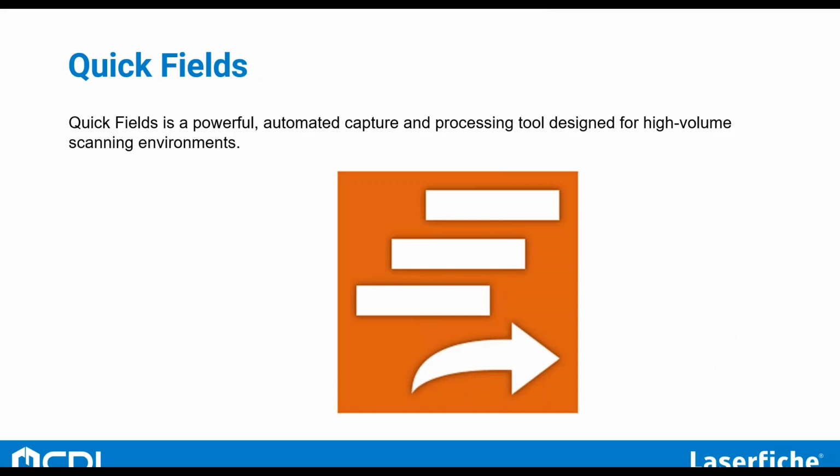And then an additional add-on is Quick Fields. So Quick Fields is a really powerful, robust, automated capture tool. This is designed for high volume scanning environments. So if you've got standardized documents and you want to be able to extract data or information from those documents automatically so that you don't have to type anything in or configure a default profile each time you're scanning a new type of document, you can leverage Quick Fields to automatically extract that data for you.